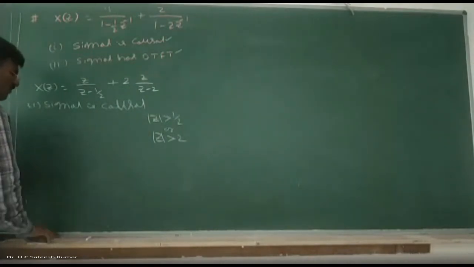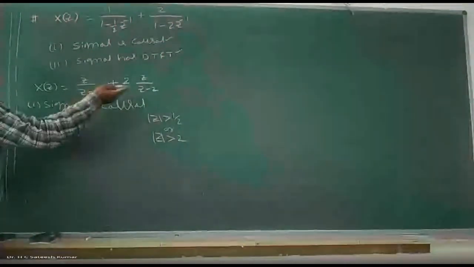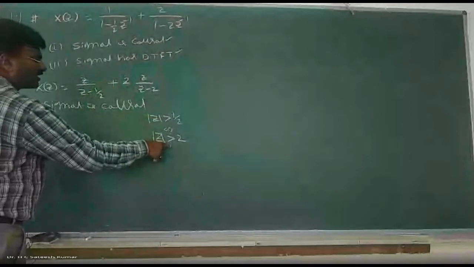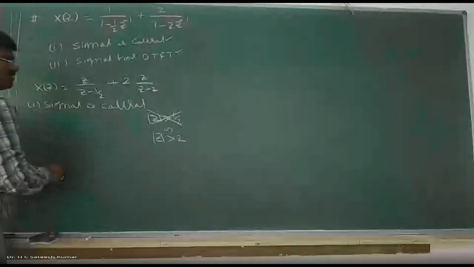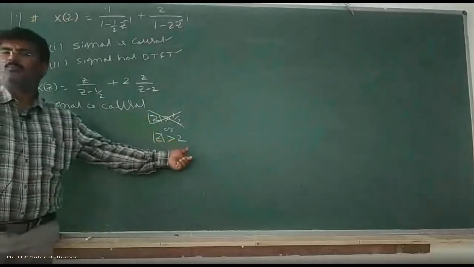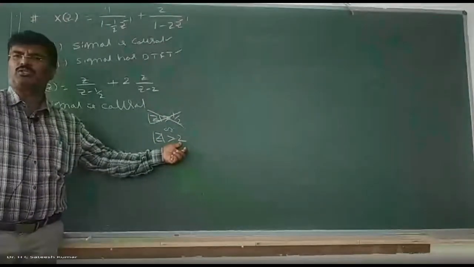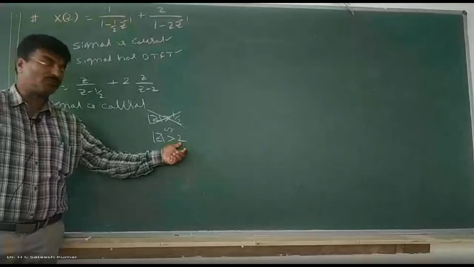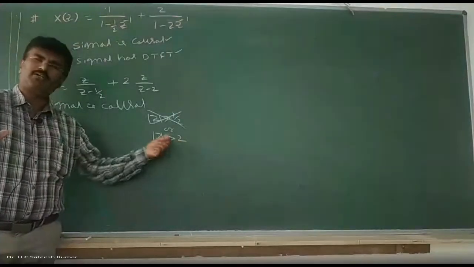Now let us take mod z greater than 2. Causal means right-handed. Either mod z greater than half or mod z greater than 2. Mod z greater than half is not possible because it includes the pole at 2 inside the ROC. Poles cannot lie inside the ROC. Therefore, mod z greater than 2 is the right answer.